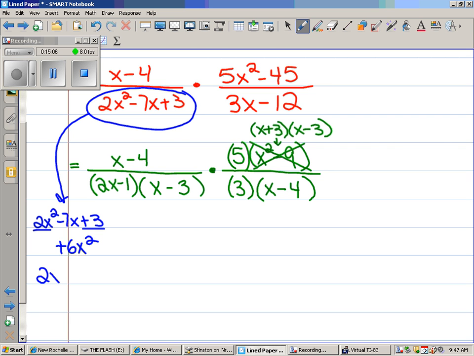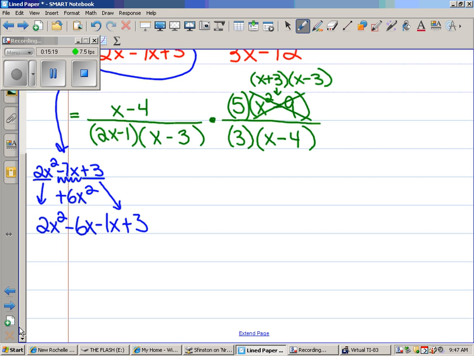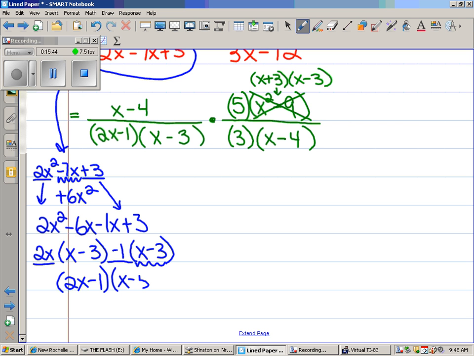Minus 6, minus 1. Sub those in directly for the middle area over here. So 2x squared minus 6x minus 1x plus 3. So this comes down and this comes down around it. Factor by grouping. Take out the greatest common factor. 2x comes out of those first two. You get x minus 3. Negative 1 comes out of these. You get x minus 3. And then you take the 2, you take this and this, put them together in one parenthesis. 2x minus 1. You take one of the other ones, and it's factored.